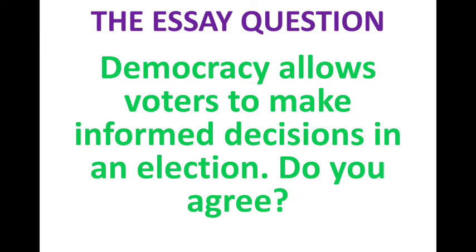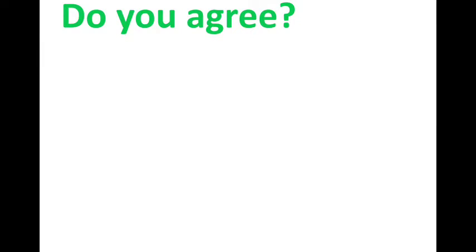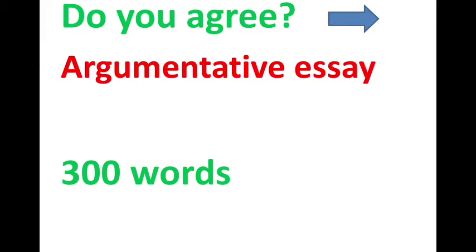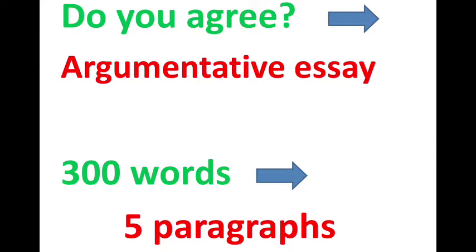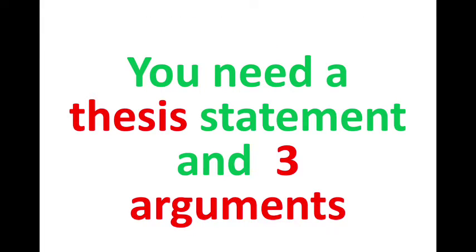Let's have a look at this essay question. Democracy allows voters to make informed decisions in an election. Do you agree? Step 1. You need to understand the task. Do you agree? Means it's an argumentative essay. 300 words, about 5 paragraphs. Now, a 5-paragraph essay should look like this. You have an introduction, 3 body paragraphs, and a conclusion. That means you need 3 arguments for your thesis statement.